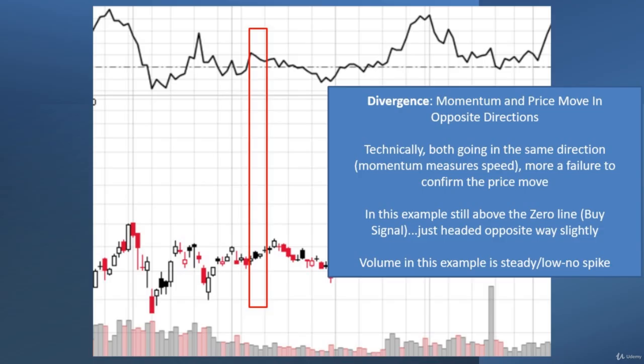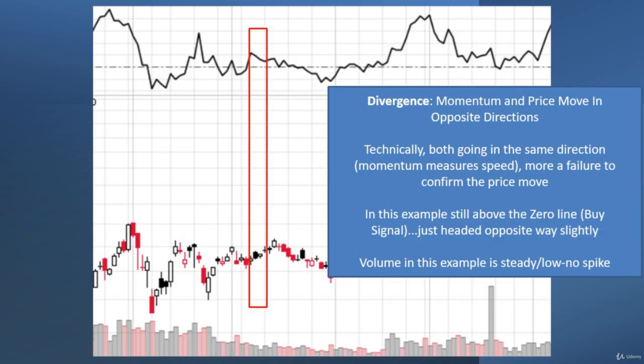If you look below to the chart, you can see where we've got our candles. Just slightly different. It might be going sideways in the price chart, and you can see the momentum indicator going along with it a little bit. It's not a huge example, but it gives you an idea of what it might look like if there was a divergence going on. And you can also see that the volume in this example is really steady or low.